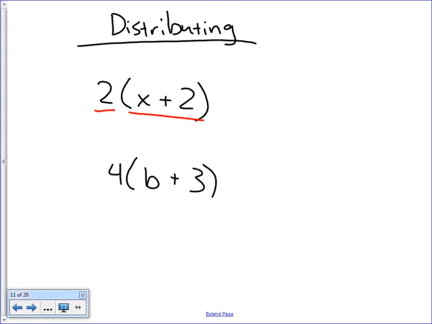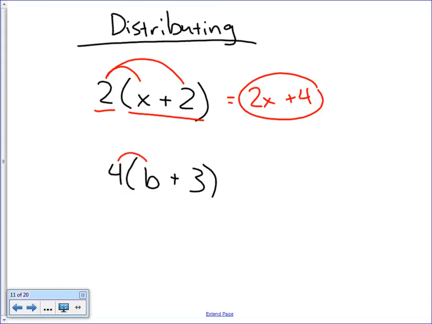And they call it distributing because what we're going to do is take the number in front and multiply it to every term inside the parentheses. So if you look at the first one, we're going to take that number out front, 2, and multiply it to the x and to the 2. So 2 times x, whenever you have a number and a variable, just write them together. It's just going to be a 2x. I can't combine those any way, so we're just going to write them together. 2x, that means just 2 times x. But 2 times 2 will give me a 4. So 2x plus 4.